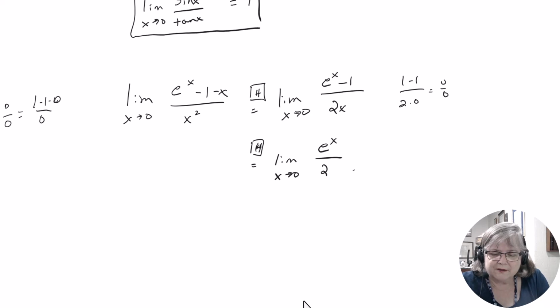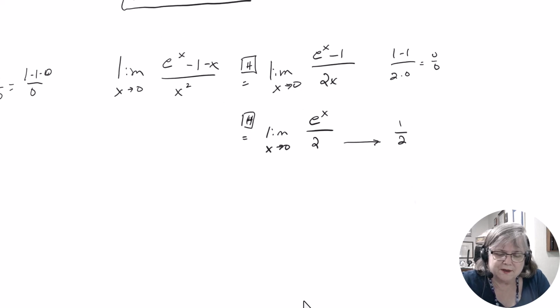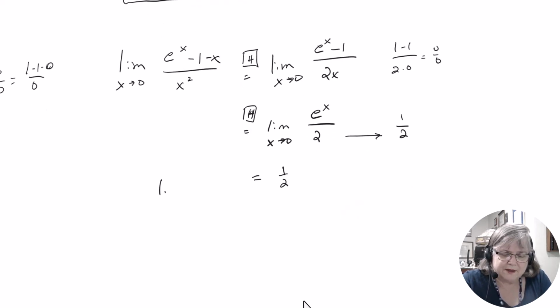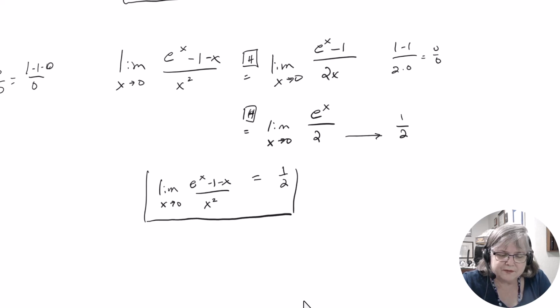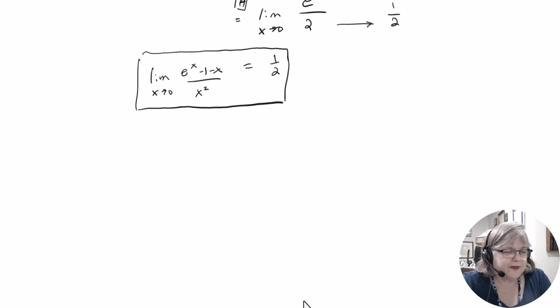Now right here, I know I have a 2 in the bottom, so I cannot apply L'Hopital's rule again. And e to the 0 is 1. So this is going to be 1/2. And this is the limit as x goes to 0 of e to the x minus 1 minus x over x squared. There you go. Not too bad.